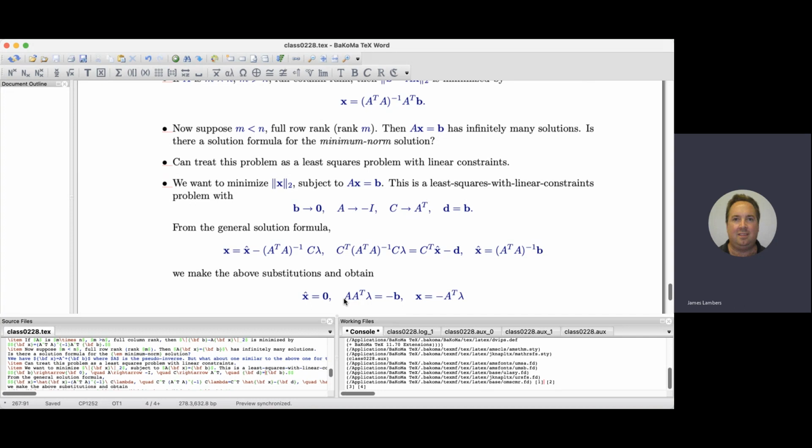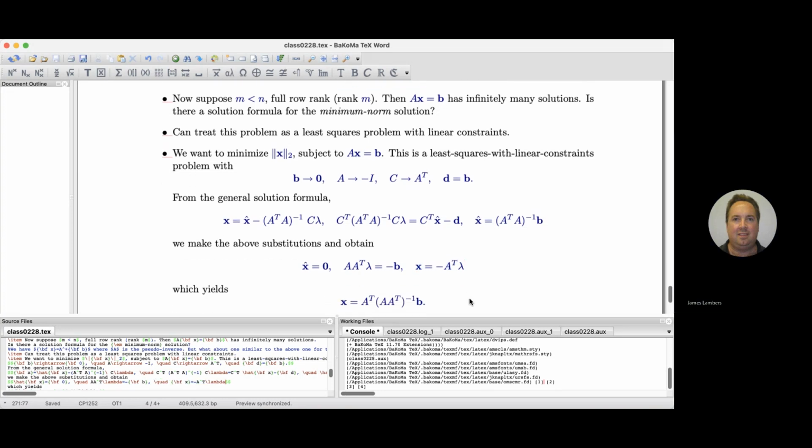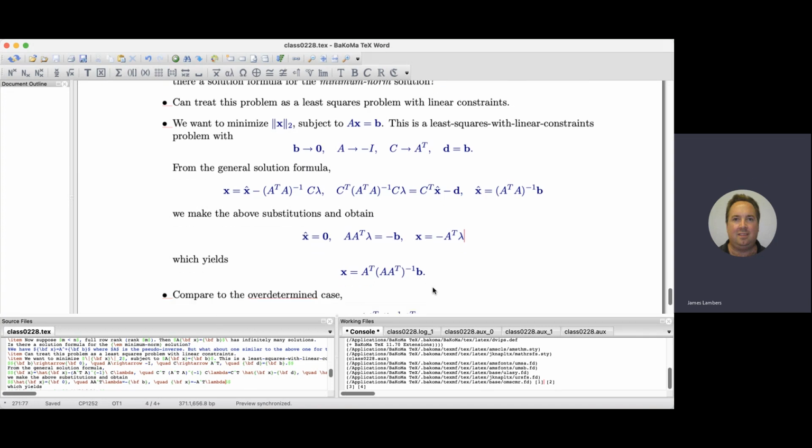So now what we have to do to get the vector lambda is solve this system involving A transpose instead of a customary A transpose A. Once we have lambda, we can multiply it by this. And this is our formula for the minimum norm solution of the underdetermined system of linear equations Ax equals b.